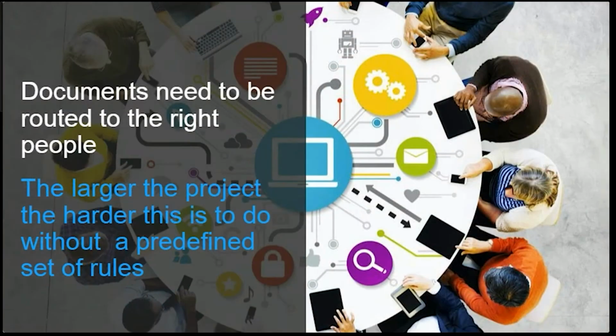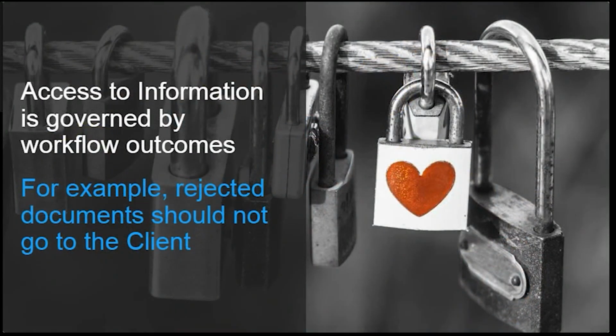You need to make sure that documents are routed to the right people, and the larger the project is, the harder that is to do without a predefined set of rules. And that's where the workflow automation will come in. Access to all information, or nearly all, is governed by workflow outcomes. So you don't want rejected documents being visible to the client, because it just clutters their view and confuses the overall picture.